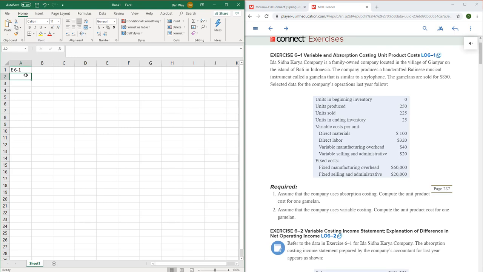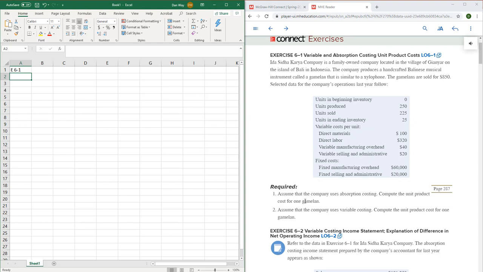All right, in this video we're going to work through some Chapter 6 practice problems. The first one I'm going to do is exercise 6.1 here. It said Ida Sita Karya is a family-owned company located in the village of Gianyar in Indonesia. They make a handcrafted musical instrument similar to a xylophone. That thing sells for $850. Here's some information about their operations for last year.